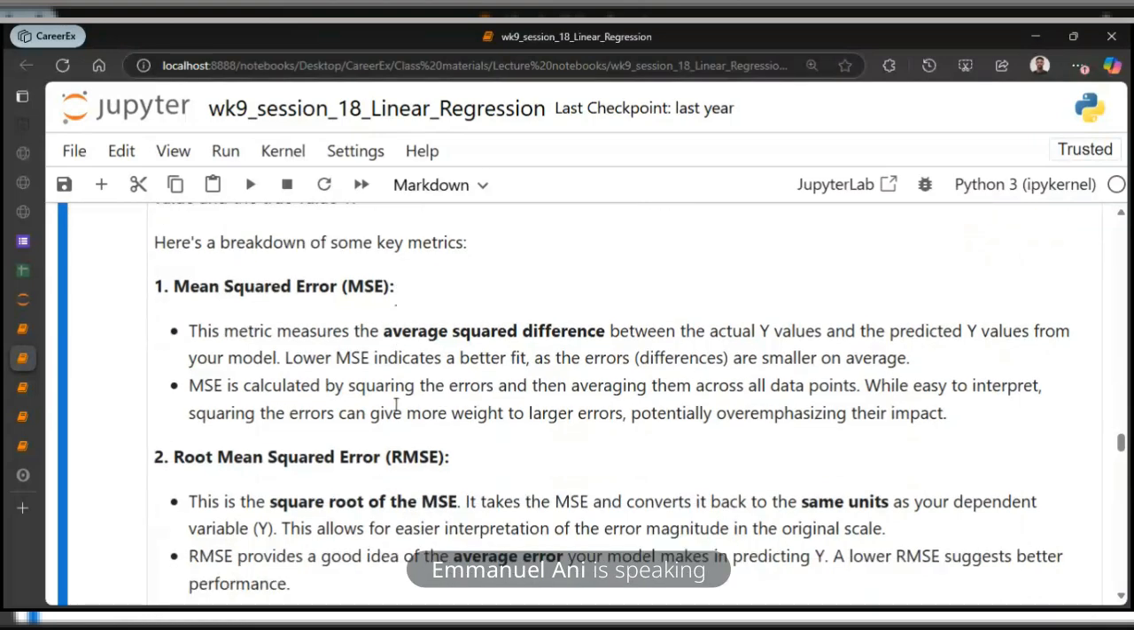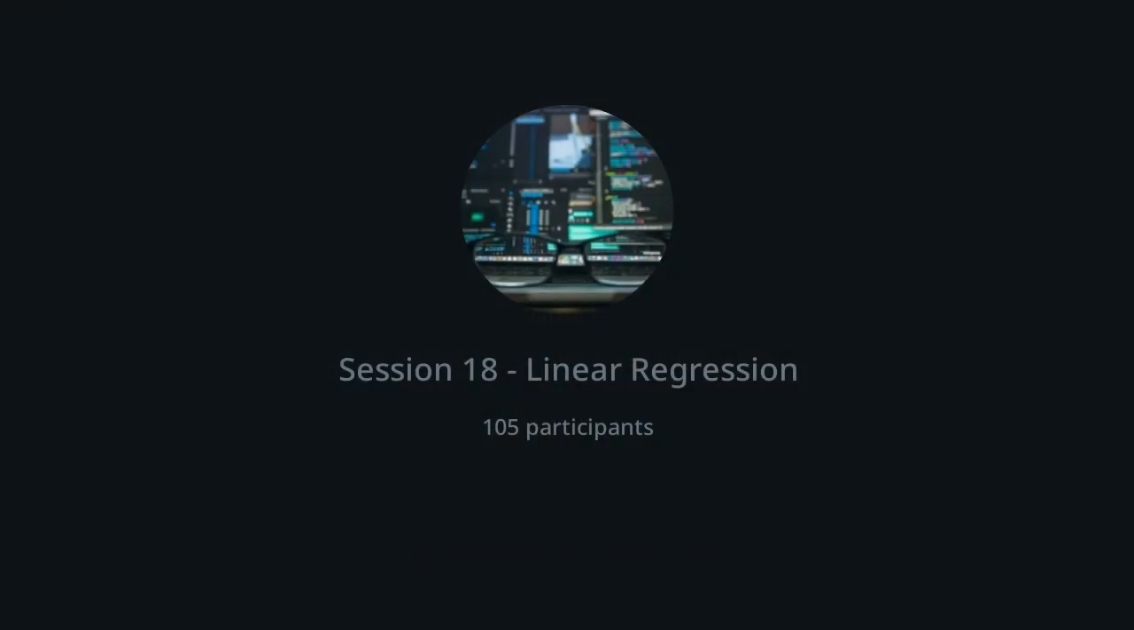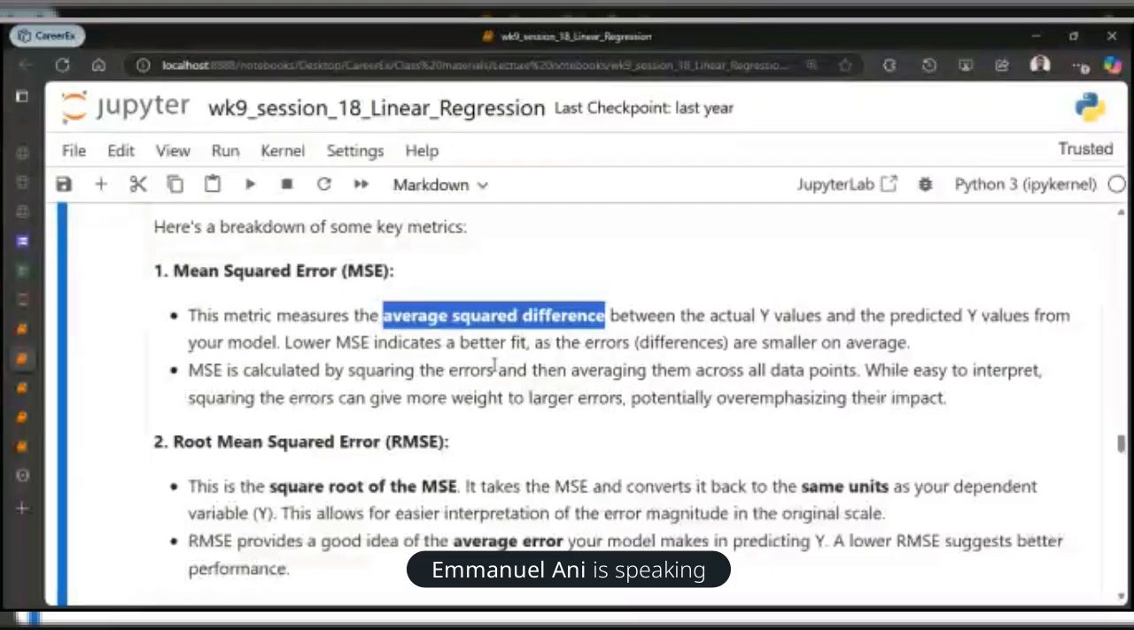We have your mean squared error. It measures the average squared difference between the actual Y values and the predicted Y values from your model. So this is the key thing here. If you have 200 data points, once you've gotten your regression line, linear regression calculates the difference between each actual value and the corresponding predicted value.